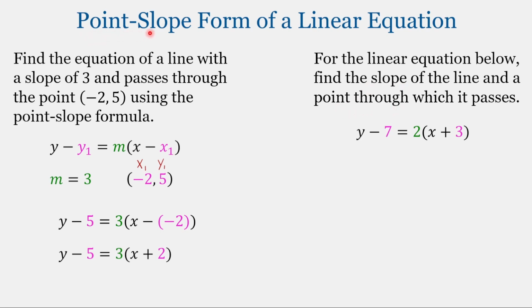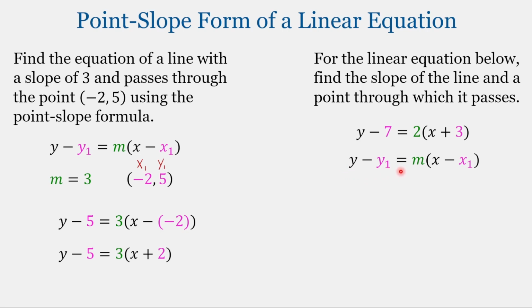So the name of this form is the point-slope form. And in order to write an equation in point-slope form, we need both a point that's on that line and the slope of that line. But we can also look at this name in another way. When we have an equation written in point-slope form, from this information, we can find both a point that is on the line and the slope of the line.